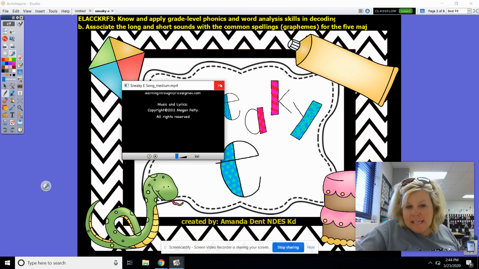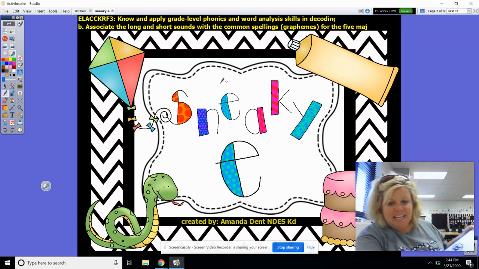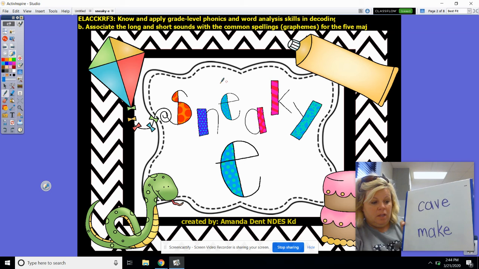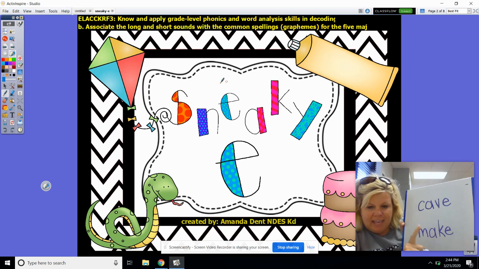Okay, so that's a little extra for you for the sneaky E. Let's look at these pictures right here. Not pictures, words. Let's look at these words. Now, let's review for just a minute. What has to be at the end of a word to make the vowel say its long name?